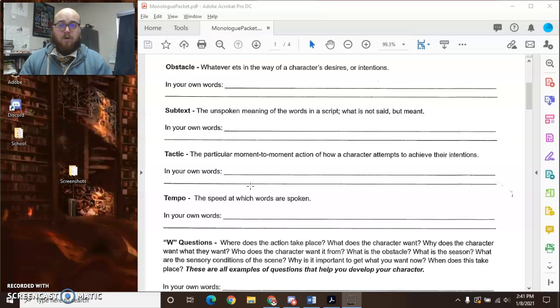Tempo is a fairly straightforward word. It is simply the speed at which you are talking. As I said earlier, the speed, the volume, and the tone of your voice can change the way that people hear your words. The last thing at the bottom is an example of W questions.